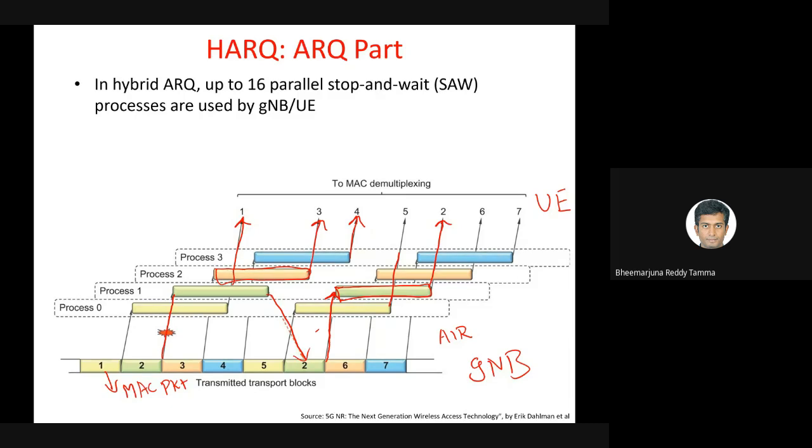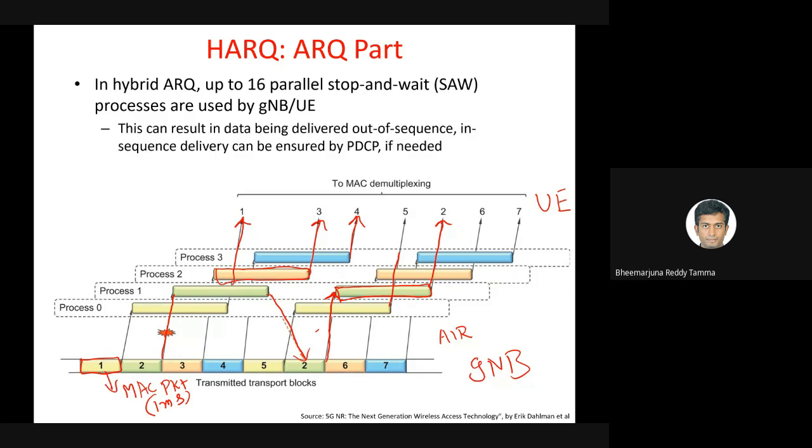The reason we use multiple stop and wait processes is that if you use only one, you are not actually using all the channel resources. Each transport block is sent over an interval of 1 millisecond, and the acknowledgement will take a certain amount of time to come back. But you don't want to waste radio resources waiting for the ACK or NACK from the receiver. The way you can speed things up is a sliding window protocol. But here, rather than using a sliding window, they decided to use 16 stop and wait processes, where you can send 16 of them in parallel, taking different transport blocks and putting them over each process. And if you need in-sequence delivery, that can be configured at the PDCP layer.